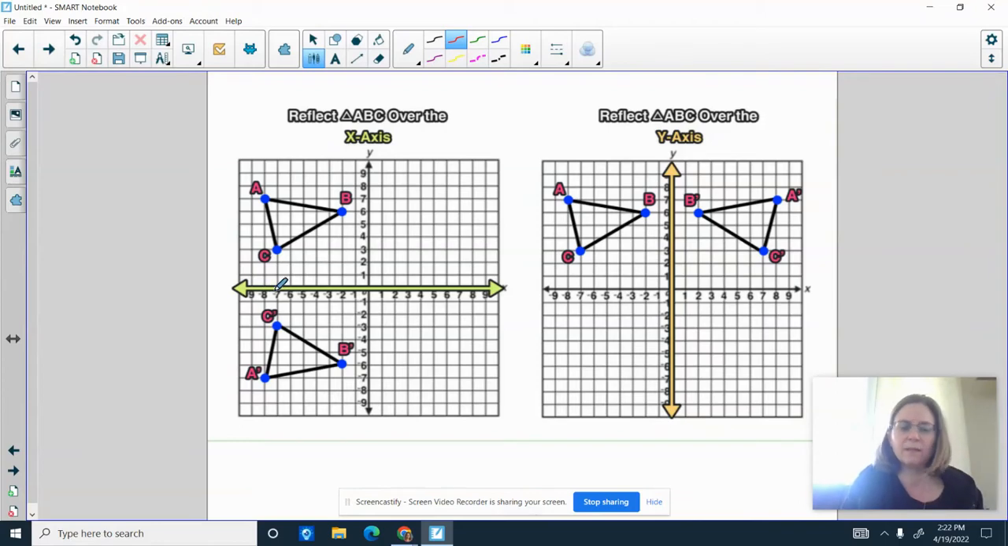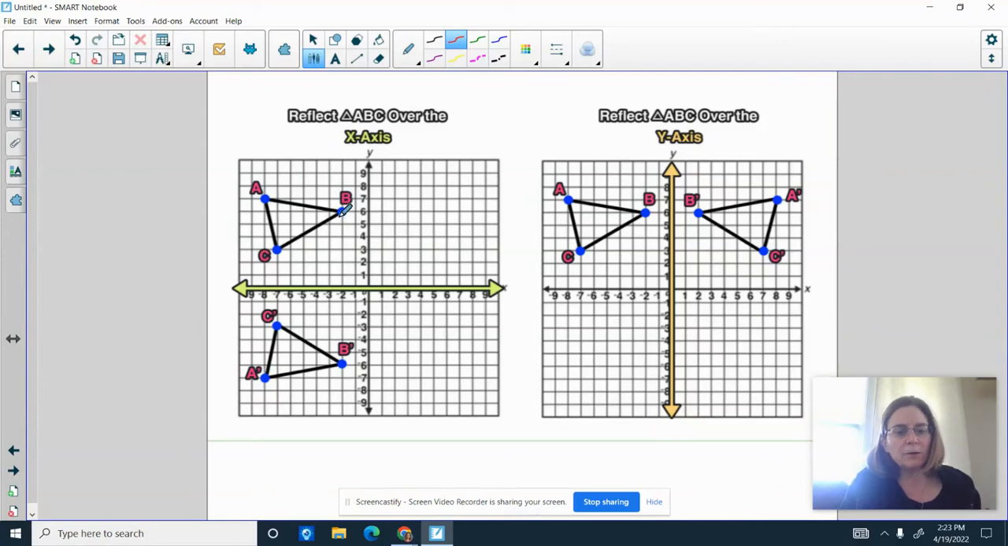And then I go back to the x-axis and I count 7. I just follow that line down and go 7 below. 1, 2, 3, 4, 5, 6, 7. Okay? And that's how they get A prime. You're going to do that with every point.